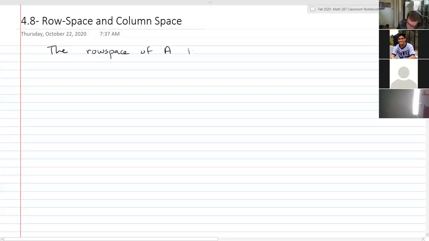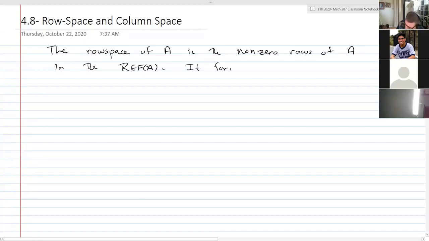So the row space of A is the non-zero rows of A in the REF of A. It forms a basis for the row vectors of A. Okay, so it's going to form a basis for the row vectors of A.